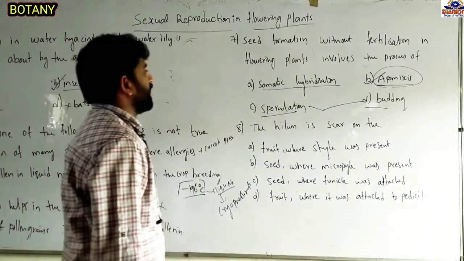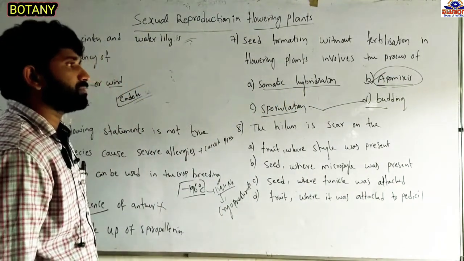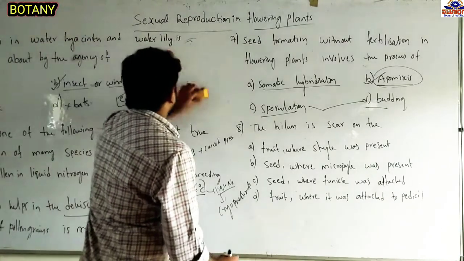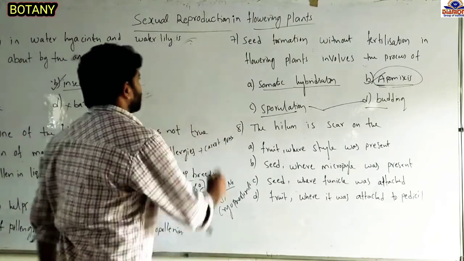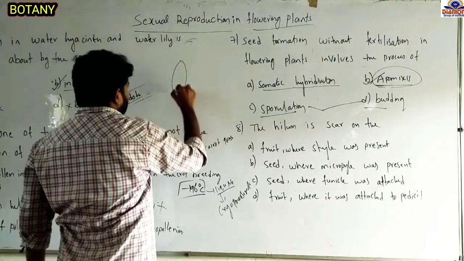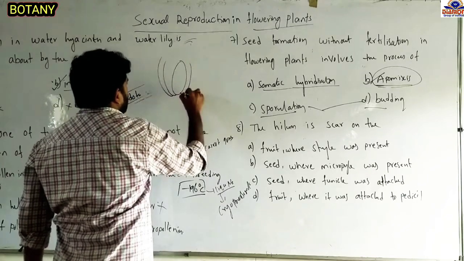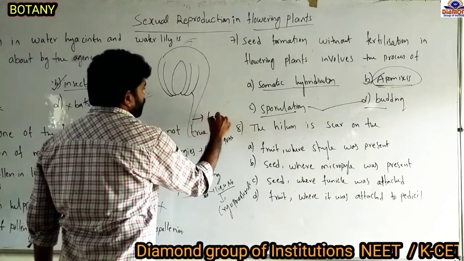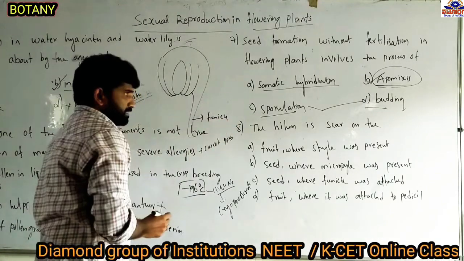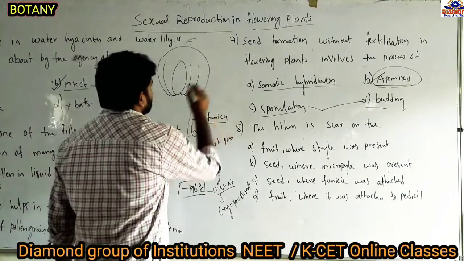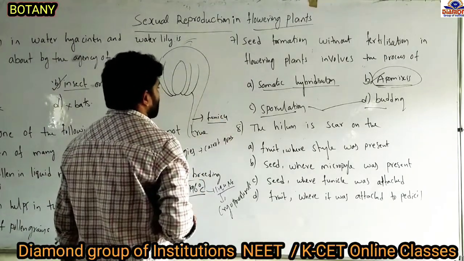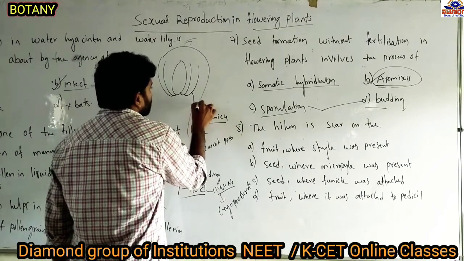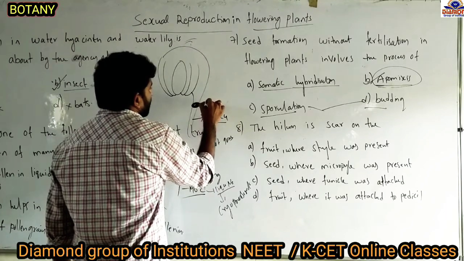The next question: the hilum is a scar on the seed, representing what after the completion of fertilization. See, this is the structure of the ovule. This is the funicle, and the funicle attaches to the ovular body. The attachment of the funicle to the ovular body, or the junction of the funicle and the ovular body, is called the hilum.